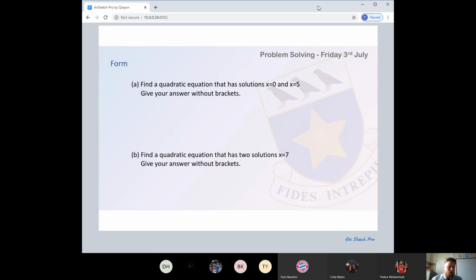But I want you to try and find out what the answer would be to the first one, and then have a look. Oh, some people are still trying to respond to things. Have a look what the answer would be for the second one. So find a quadratic equation that has two solutions of x equals 7. I'm going to give you a few minutes on this one. I'll give you 5 minutes, and then I'll go through the answers.